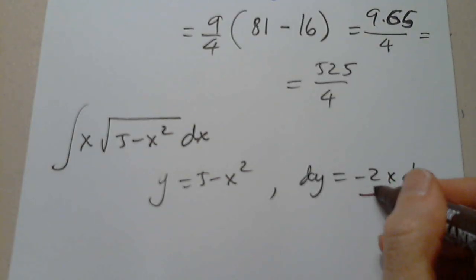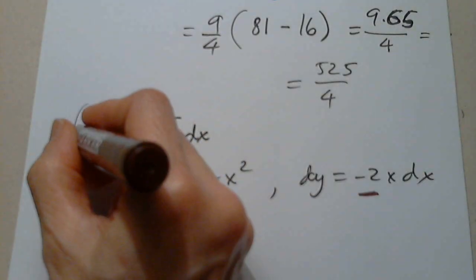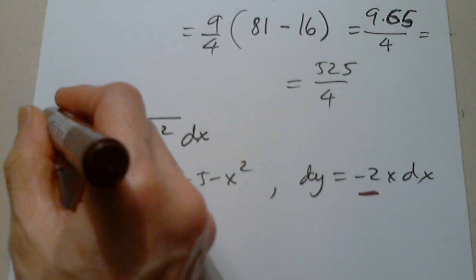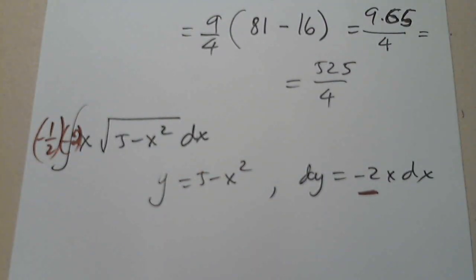Because I need a negative 2, that's no big deal. I can always make up a constant. I can never make up an x or a square root of x or anything with x. A constant, a factor, yes, always.